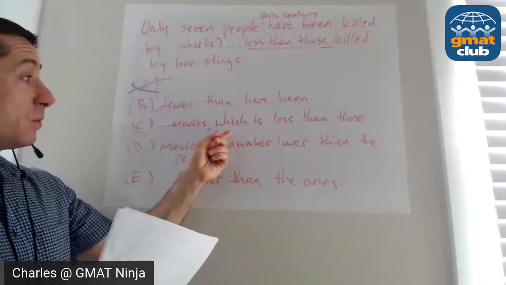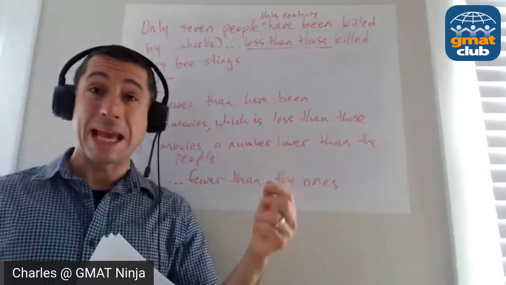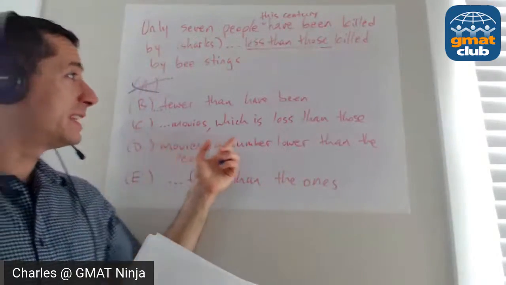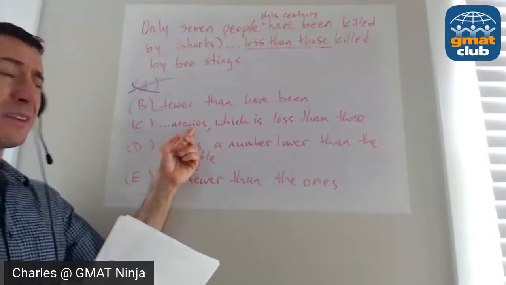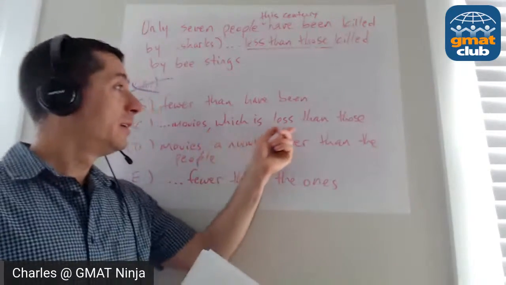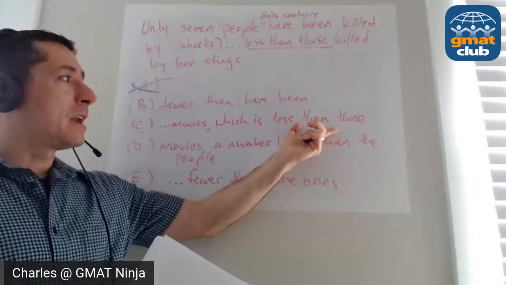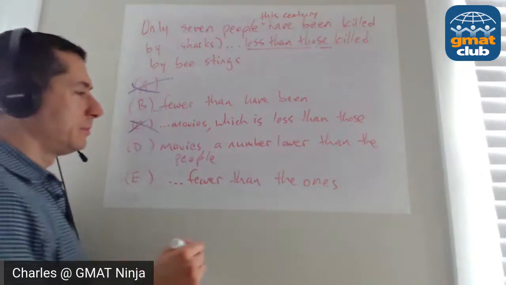A couple things here. One is the which. Seems like we're modifying movies, or the man-eater of the movies. The man-eater of the movies is less than those killed. That doesn't make any sense. Maybe it's just modifying movies. Doesn't make any sense. You can eliminate C based on the which alone. Since we're talking about countable, non-countable, less than those, same mistake as A, less than the people. Can't do that.